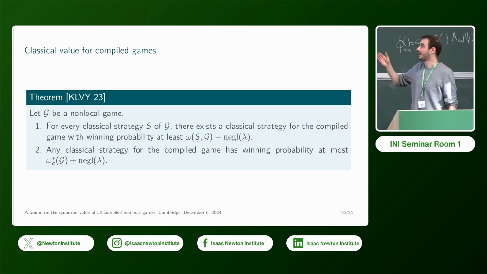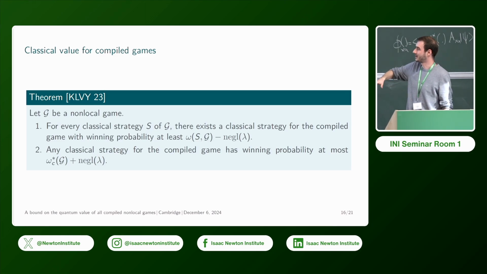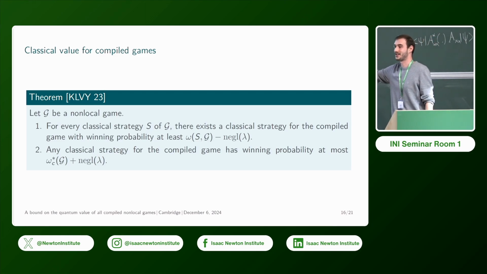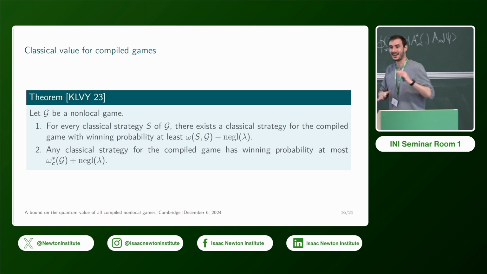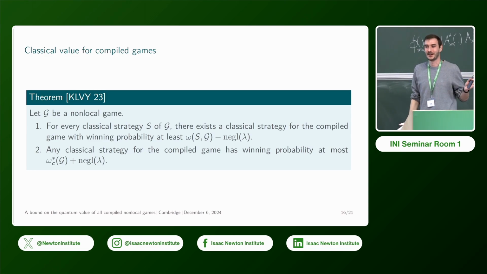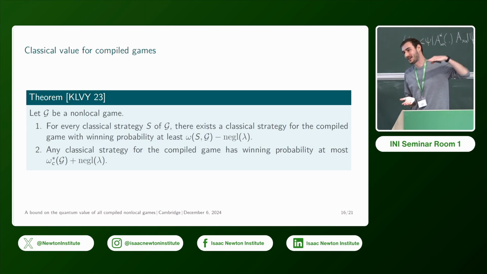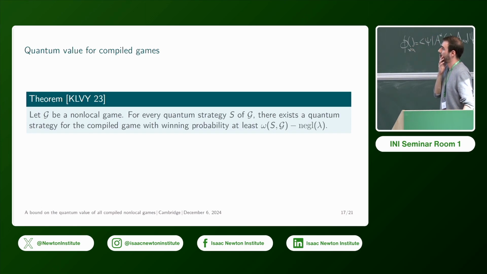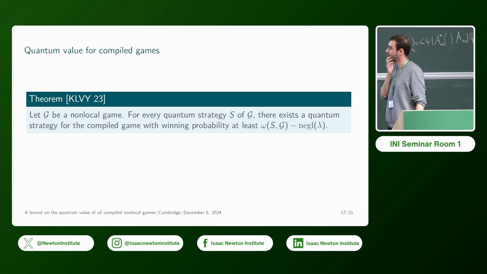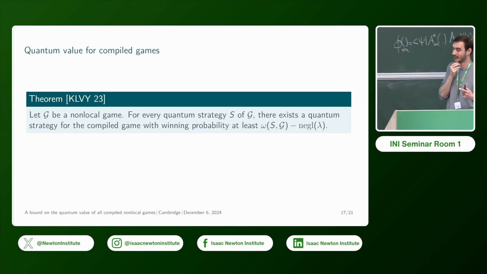But on the other hand, for every classical strategy in the non-local game, I can find some strategy in the compiled game that basically does the same. So this negligible just says, okay, if I have the security parameter around, then it's just almost the same. But if it tends to infinity, then they just look very much alike. But yeah, the second theorem, so this was the classical case.